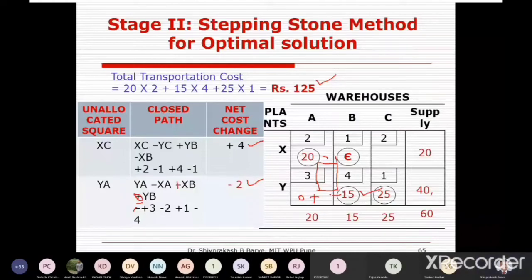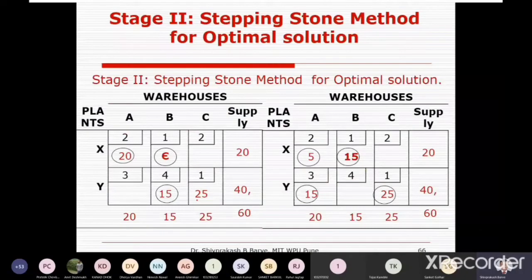So here, if I am shifting this unit, you check the allocations become like this. So these are the original cells and now the allocations are shifted. This 15 is shifted from this YB to YA. So in the other figure, you can see 15 is shifted here. So here it is 15. From this 20, subtract 15, it becomes 5. So in the epsilon, add 15.